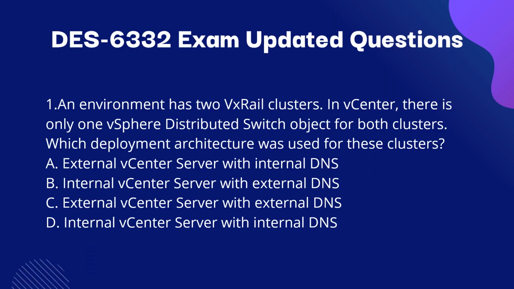1. An environment has two VxRail clusters. In vCenter, there is only one vSphere distributed switch object for both clusters. Which deployment architecture was used for these clusters? A. External vCenter server with internal DNS. B. Internal vCenter server with external DNS. C. External vCenter server with external DNS. D. Internal vCenter server with internal DNS.